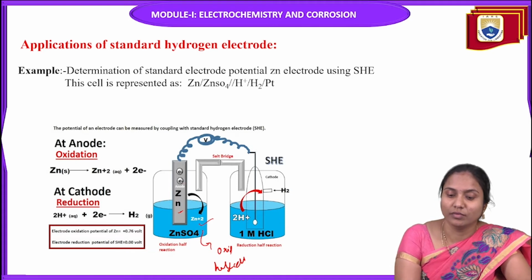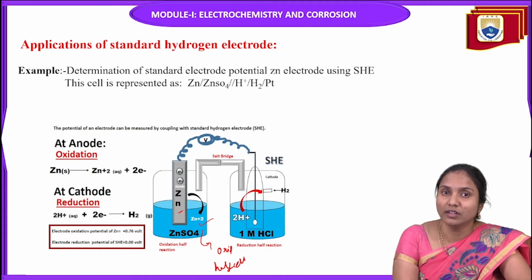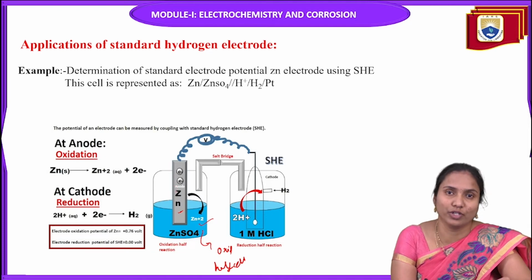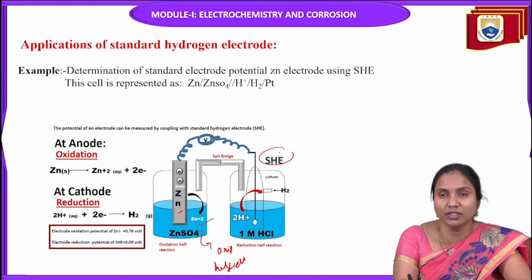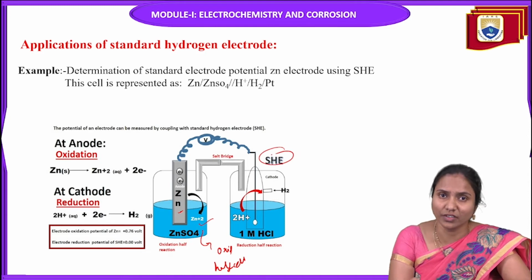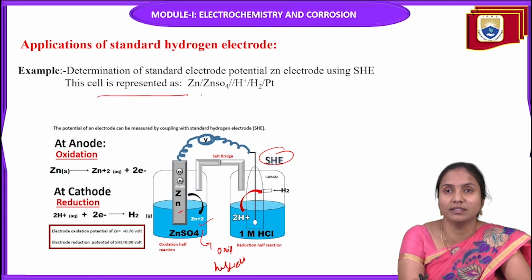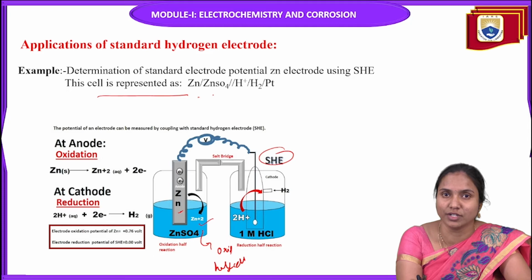Why? Because we can calculate the zinc electrode oxidation potential. That's why we couple it with the standard hydrogen electrode. So this cell is represented as: zinc acts as anode and it is dipped in zinc sulfate solution. The electrode and electrolyte solution are separated by a vertical line, and these two lines indicate the salt bridge.